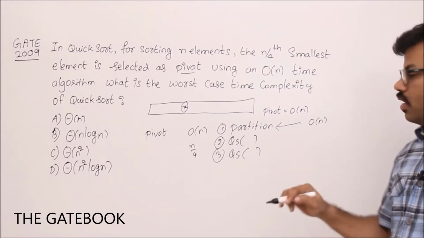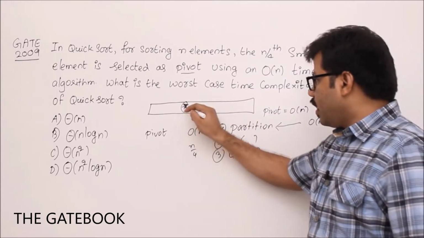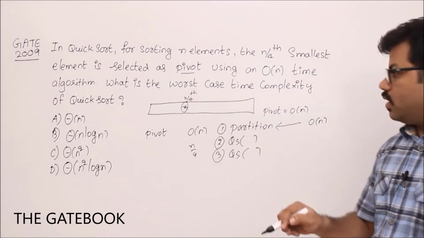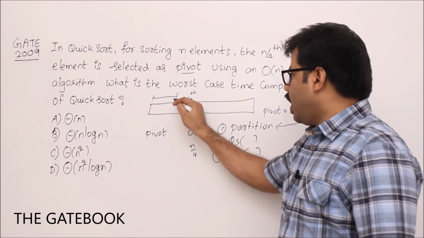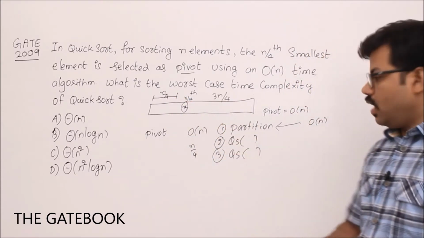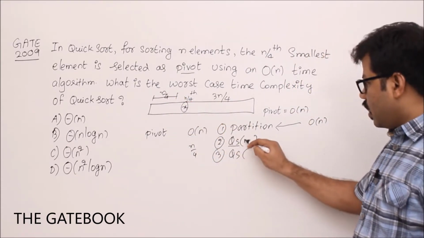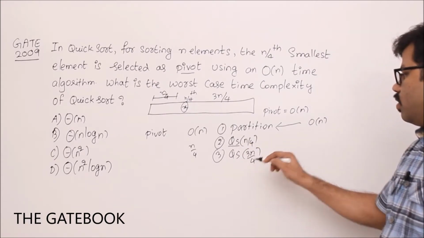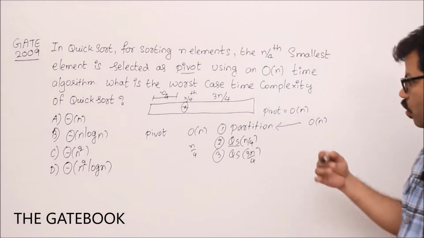We know that, correct? Because of that, X will sit in exactly the n by 4th position in the order. Then we have approximately n by 4 elements on this side and 3n by 4 elements on this side. Then we are going to run quicksort on this n by 4 and on the 3n by 4 at the right side. Then what is the total time complexity?